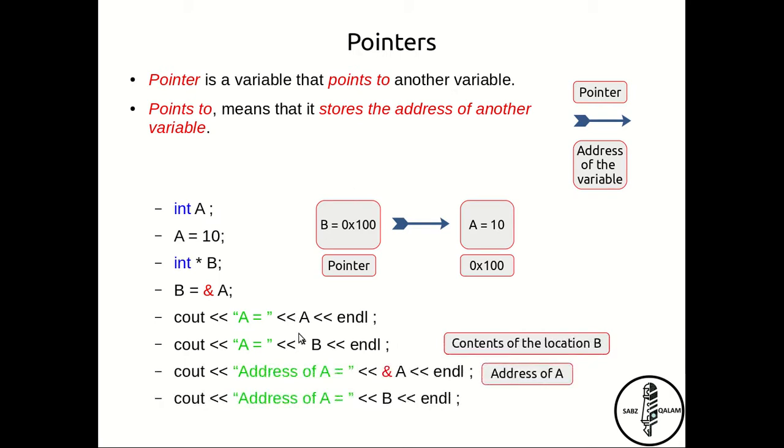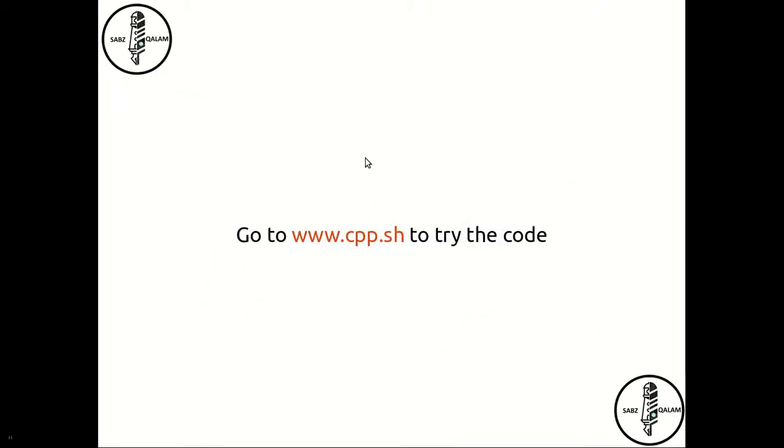Now you can also print out the address of a by simply asking for the output of b, because b holds within it the address. But you can also do it with the ampersand, the address of a. Remember b has been assigned the address of a, so both of these will give you the same value. Okay, so let's look at this by running this program in cpp.shell.